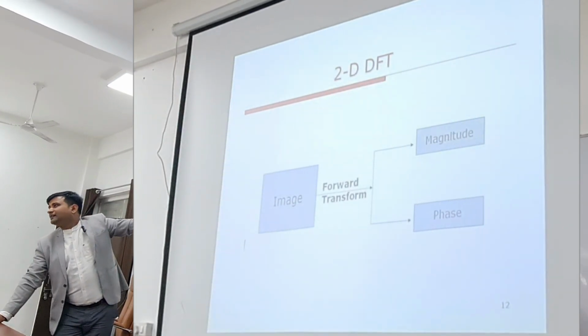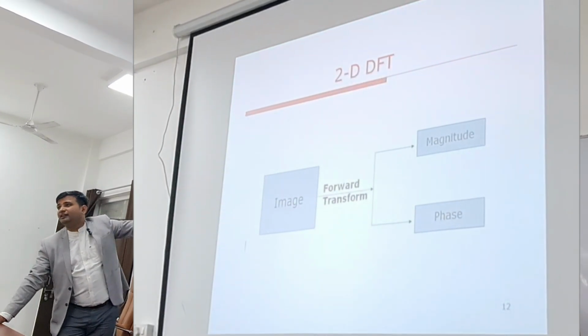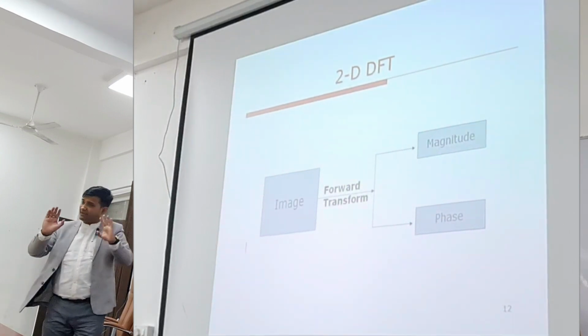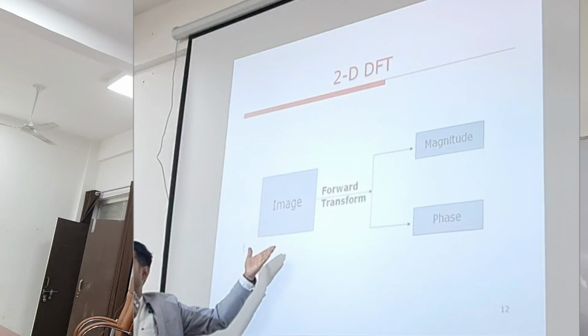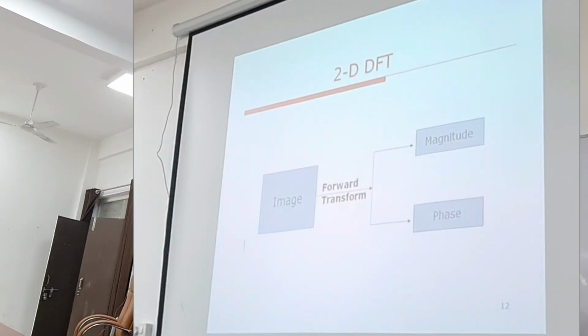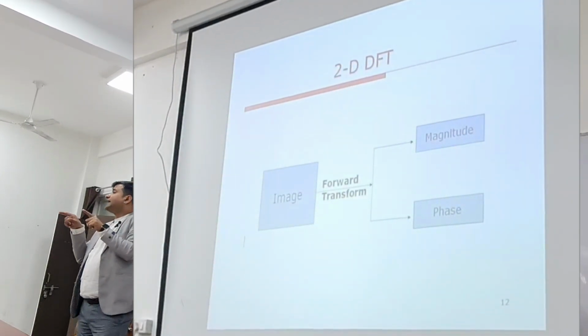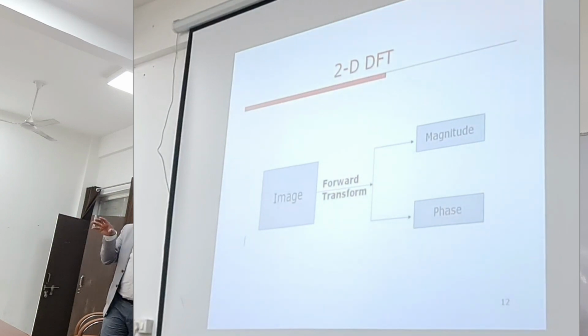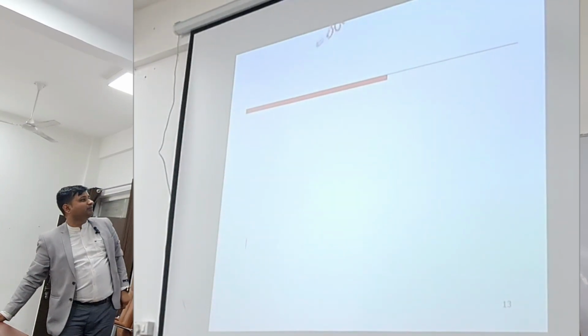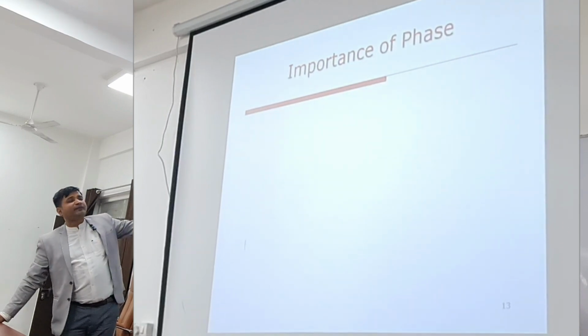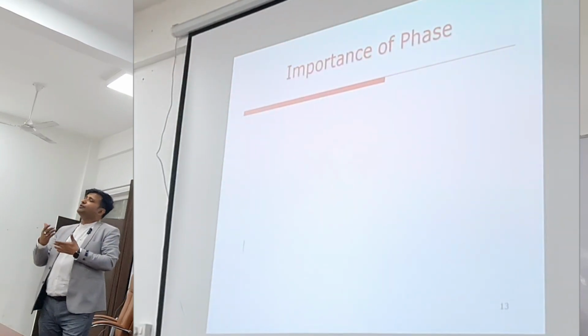This is the basic application of taking the Fourier transform of a two-dimensional image. An image is a two-dimensional signal. That's why you take the two-dimensional discrete Fourier transform. Here is the basic representation of the Fourier transform, then the importance of the phase. This is the application of the Fourier transform.